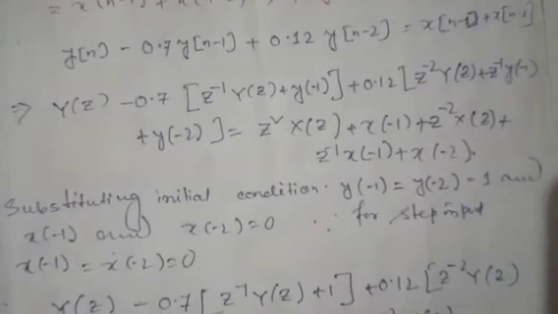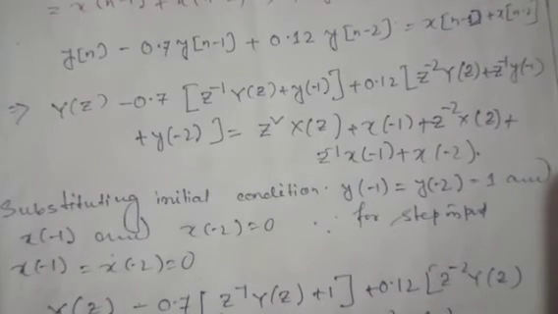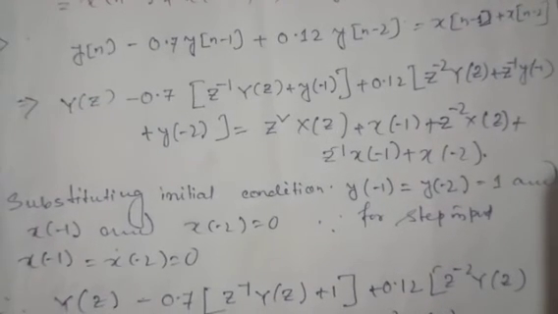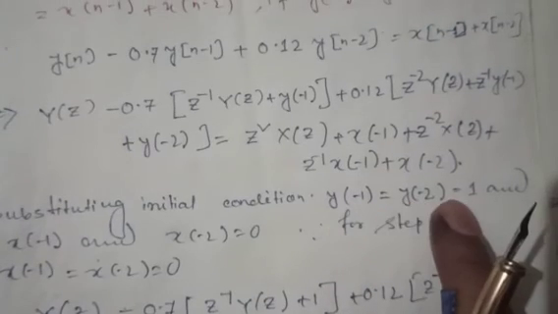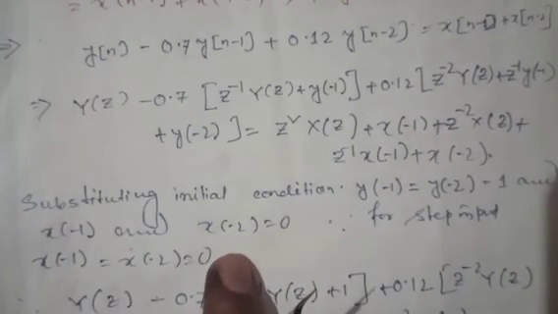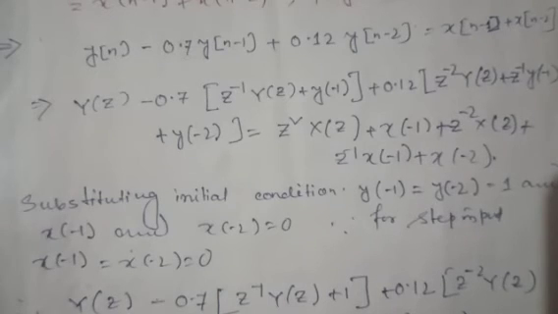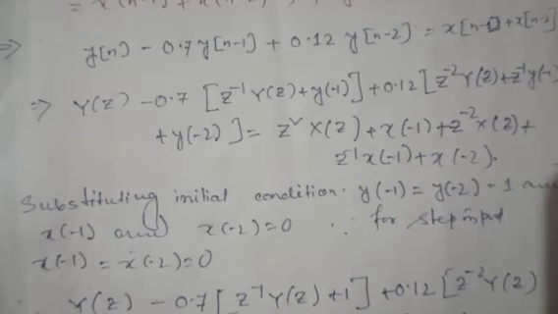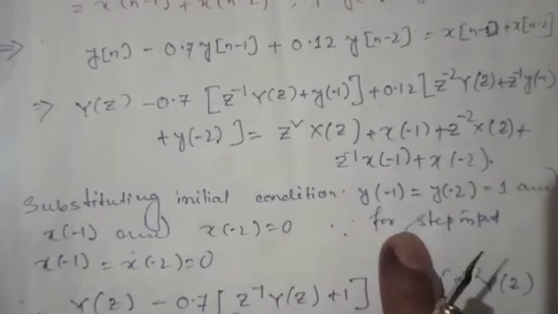Now just substitute the initial conditions. y of minus 1 and y of minus 2 are given as 1. Now what will be x of minus 1 and x of minus 2? x is the input, and the input is given here as unit step, and as we know, unit step is equal to 1 for all n greater than or equal to 0. For n less than 0 it is 0. Therefore x of minus 1 and x of minus 2 are 0, since it is a step.